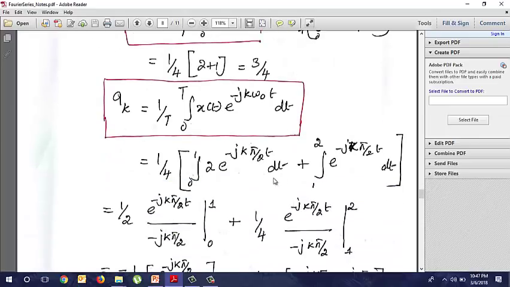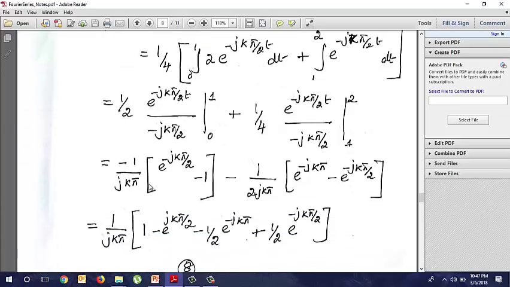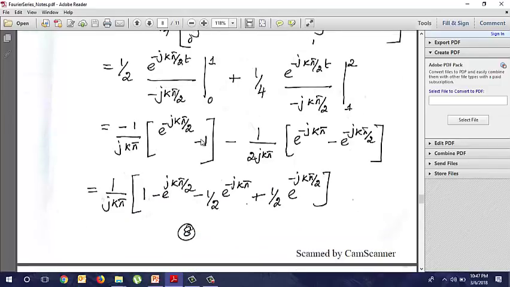Okay, similarly a k can be obtained by 1 by T integral 0 to T x of t e power minus j k omega naught t. Omega naught you have found as pi by 2, so you substitute pi by 2, and from 0 to 1 and from 1 to 2 you have different values. So now you have two terms of integration. After integration, apply the limits, and you get these terms.